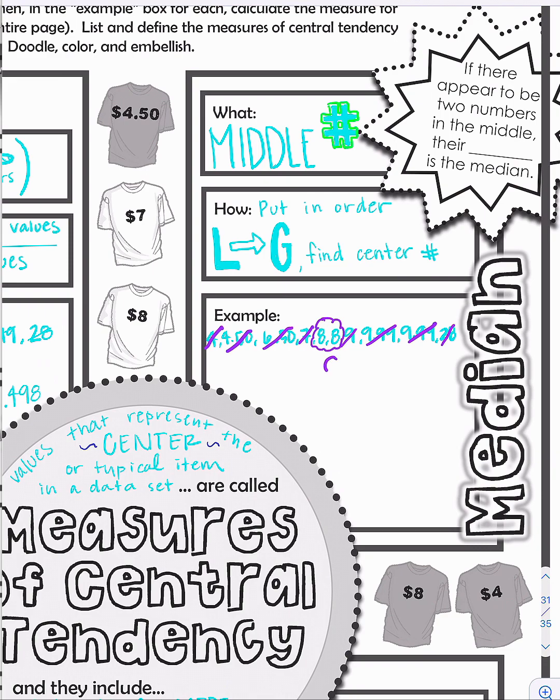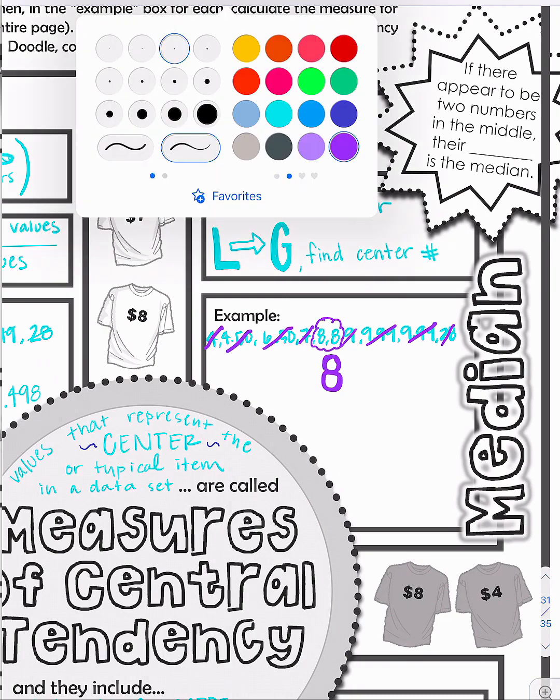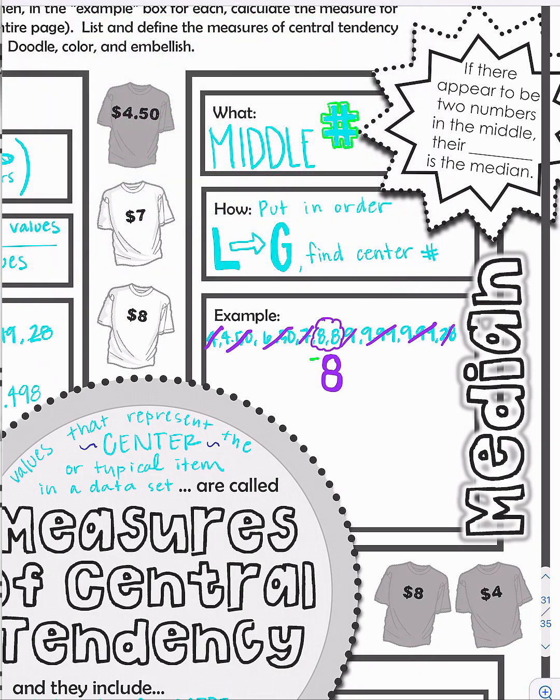But you guys, there's going to be times where it's just going to be one number that is your middle number, and that is just your median. That works out like that. That's totally fine. And then there's other times where you might find that you have more than one number in the middle and they're not the same number. So let's take a look at an example like that.